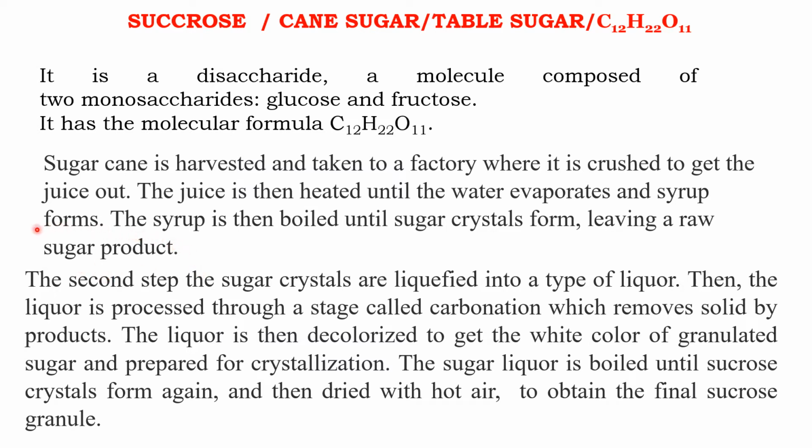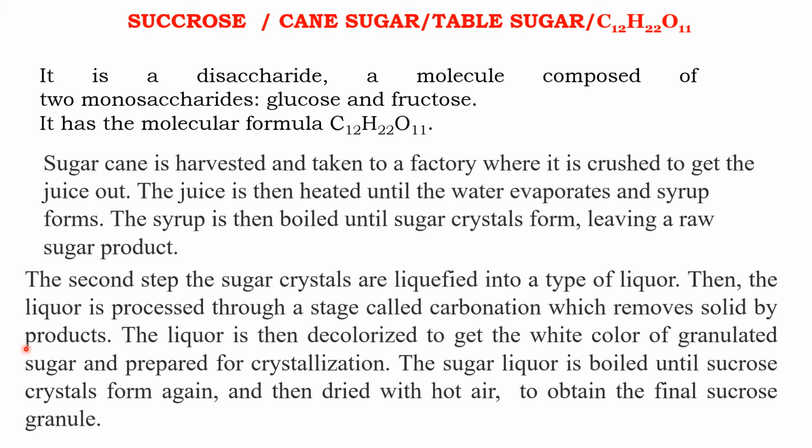And this is not a pure form of cane sugar. This is the raw form of cane sugar. This raw sugar we take and again liquefy into a concentrated liquor. Then the liquor is processed through a stage called carbonation, so that it will remove the other byproducts. Along with the cane sugar, other solid byproducts are there that will be removed by this carbonation process.